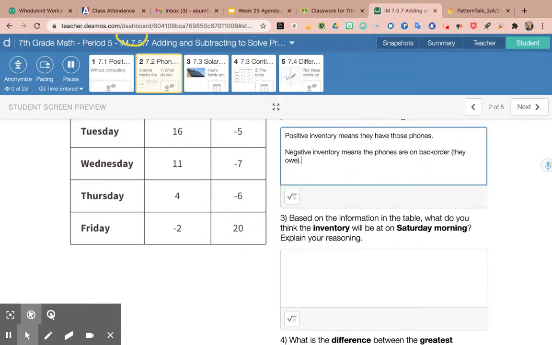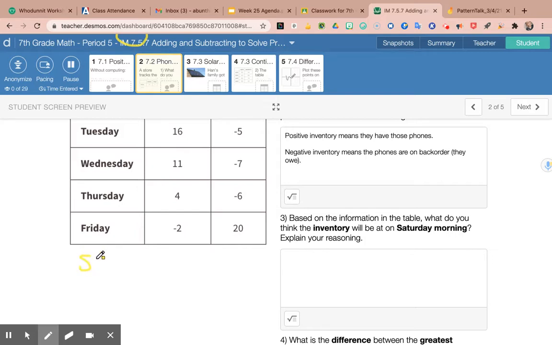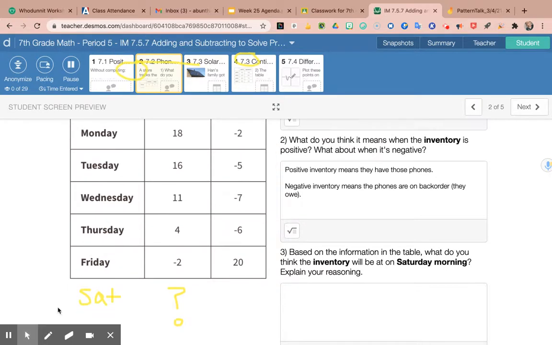Number 3, feel free to pause anytime. Number 3, it says, based on the information of this table, what do you think the inventory will be Saturday morning? So if I had another column right here named Saturday, what would this inventory be? I want you to look at it like this. If you notice, they had 18 phones. They sold 2. Now they have 16. Then they sold 5. Now they have 11. They sold 7. Now they have 4. They sold 6. They now owe 2 people phones.